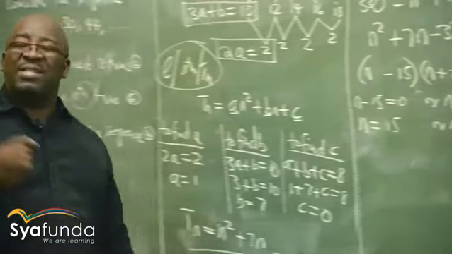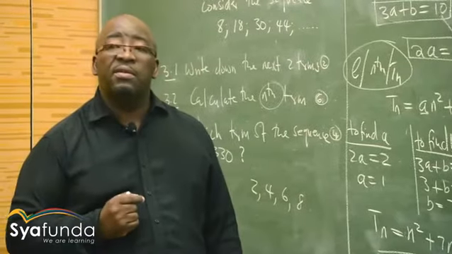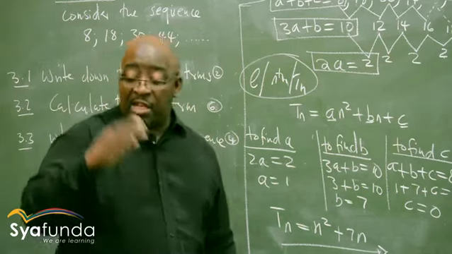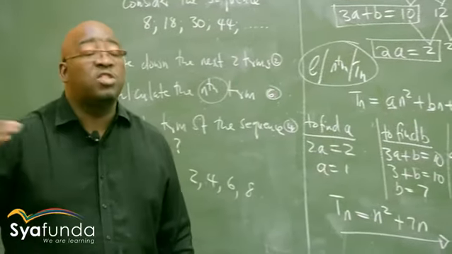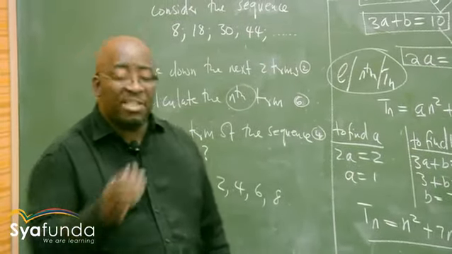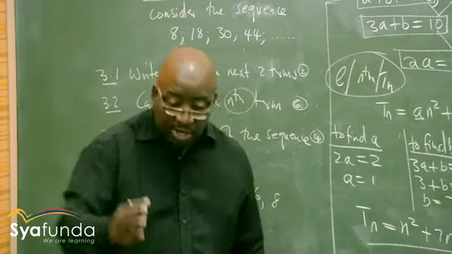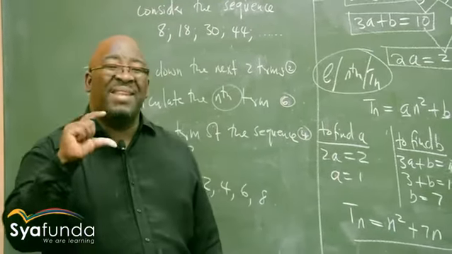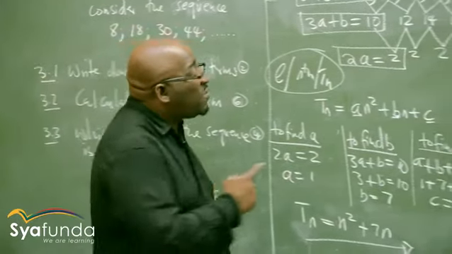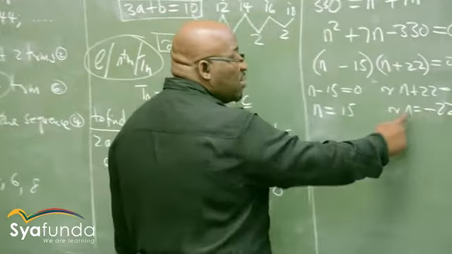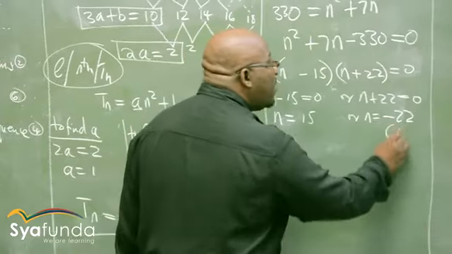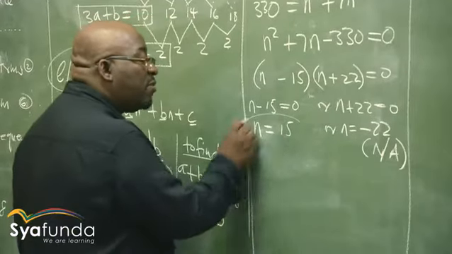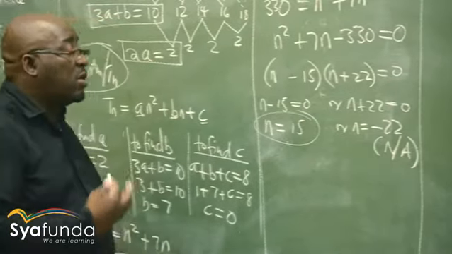Remember, we are counting terms, first, second, third and so on and so forth. There is no way we count minus 1 terms. Therefore, when we're looking for the number of terms, whenever you get a negative number, you reject it. In this particular case, n is equal to minus 22 will never be part of the solution because it is a negative number. Only n is equal to 15 is part of my solution.